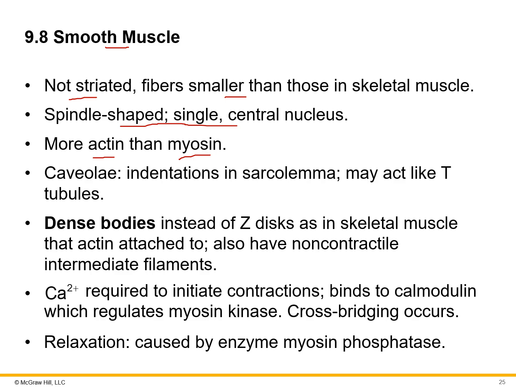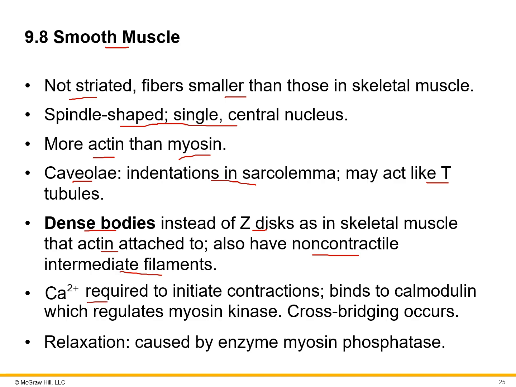microfilaments. They have caveolae, which are indentations in the sarcolemma, again, that plasma membrane of the muscle. They act kind of like those T-tubules that we saw with the skeletal. They have what are called dense bodies instead of the Z-disc that we saw in the skeletal muscle. So the actin attaches to these dense bodies instead of to the Z-disc. They have non-contractile intermediate filaments in addition to actin and myosin.